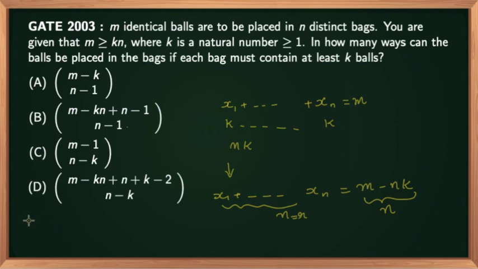So the formula n plus r minus 1 c n will change as m minus nk plus n minus 1 c. Either you can write n minus 1 or you can write m minus nk. But in the option given B, it is exactly similar to this one, m minus nk plus n minus 1 c n minus 1. So option B is the correct answer.